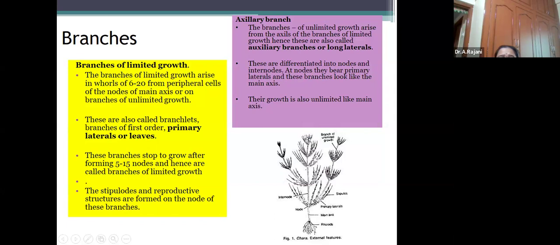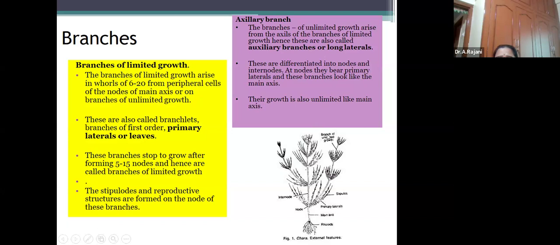These branches stop growing after forming 5 to 15 nodes, and hence they are called branches of limited growth. Here you can observe that stipulodes and reproductive structures are formed at the nodes of these branches also.